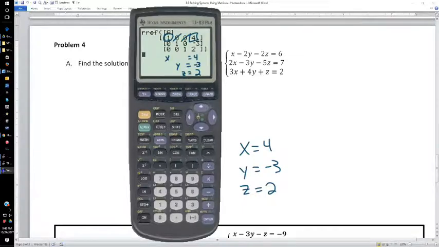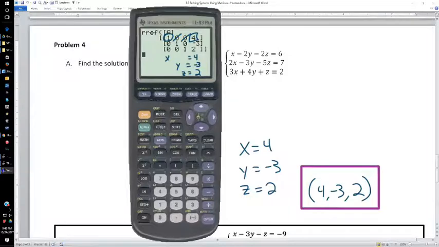All right? And finally, I believe this is how Mrs. Hunter wants you to write your answer, as an ordered triple. 4, -3, 2. And just like a single point is an XY, an ordered triple is an XYZ. This is your final solution. Now I'll let her correct me on that if she wants it otherwise. But for the time being, get used to writing as an ordered triple. Remember, they're in order. X, Y, Z. That's how you do this.